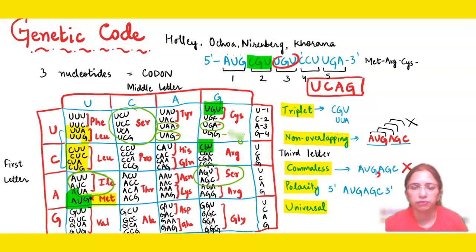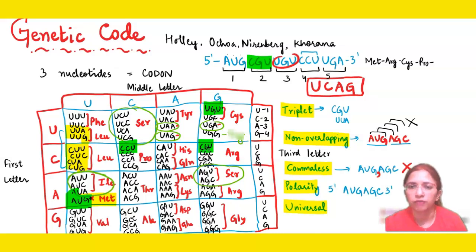Now let's see this one, CCU. We will find it in the table, and here we go. We have found it. It is for proline. Okay. Here it is proline written for all the 4 codons. So that's why I have written proline. Now the last one is UGA, and here you can see that UGA is the one that will halt the process. So that means there would be no amino acid in the end.